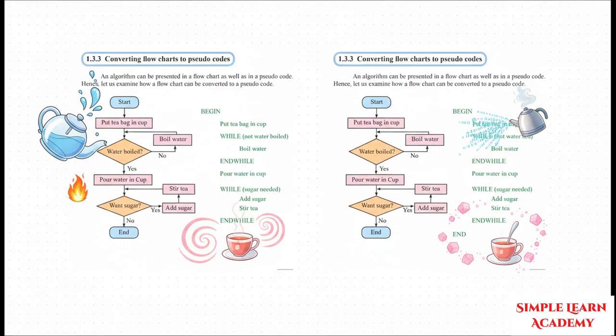Look at this. On the left, we've got our flowchart. See that decision diamond, water boiled, and how the no arrow loops right back around? Now look at the pseudocode on the right. See that line that says, while not water boiled, boil water? That's the exact same loop, just written out in words. It's a perfect one-to-one translation from a picture to text. This is that aha moment where it all starts to make sense.